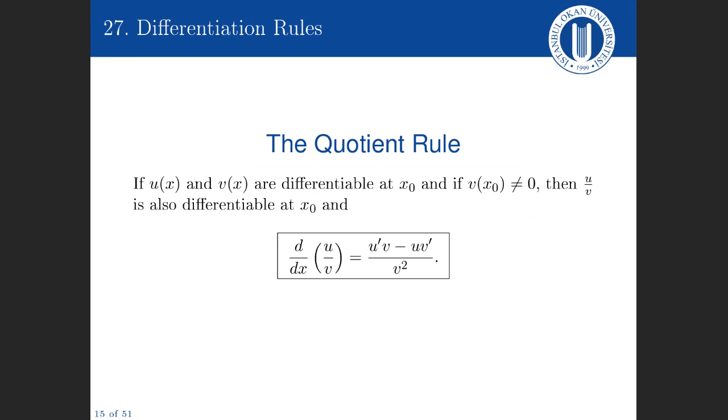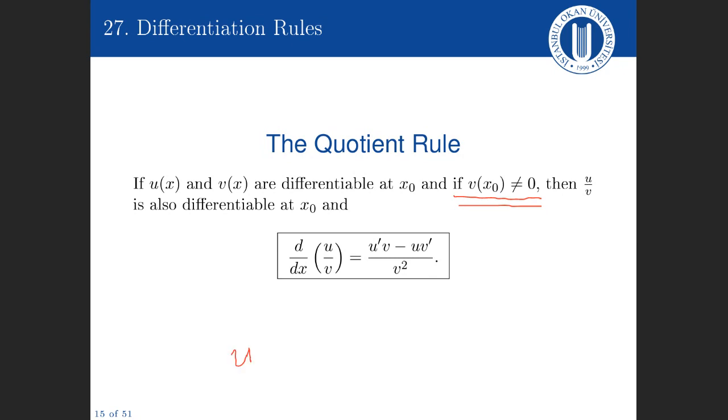What do we do if we have u divided by v? Let's suppose we have two differentiable functions. Let's suppose u is differentiable at the point x0. And there's one extra thing we need to worry about. We need to make sure that v is not equal to 0 at this point, because we can't divide by 0. Then u divided by v is also differentiable at this point, and we have a formula. The derivative of u divided by v is u prime v minus uv prime divided by v squared.